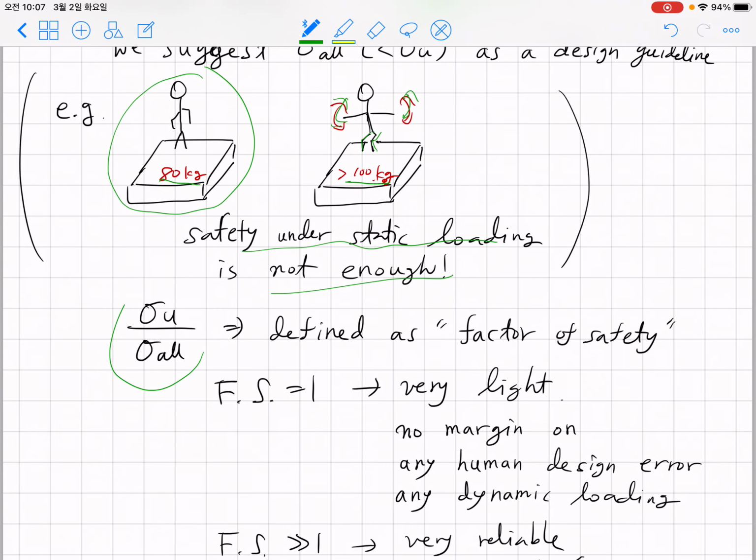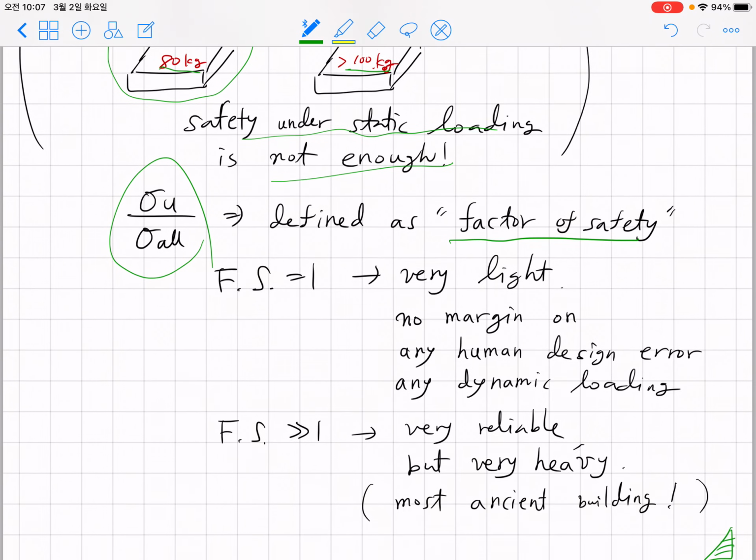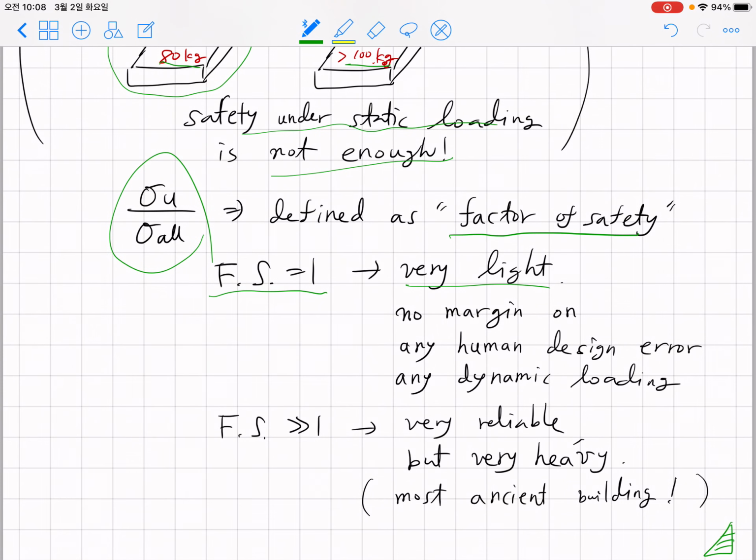So typically we define sigma u over sigma allowable, the allowable stress, as the factor of safety. If the factor of safety is 1, you can make a really light structure. However, there is no margin for any human error or any dynamic loading. However, if you define a factor of safety much larger than 1, it will be very reliable, but it will be very heavy. So with most ancient buildings, such as huge buildings in Greece and Roman buildings, you see really thick stones and very tiny window zones.